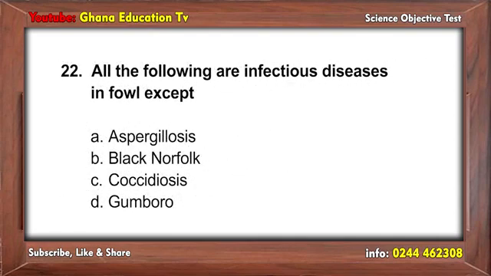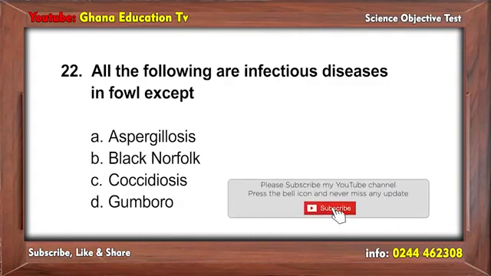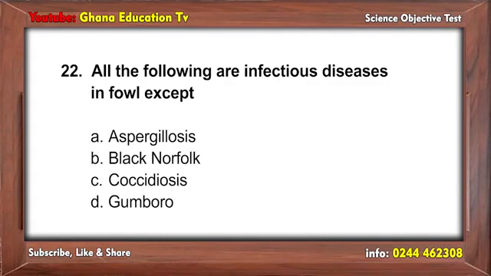Number 22. All the following are infectious diseases in fowl except A. Aspergillosis. B. Black Norfolk. C. Coccidiosis. And D. Gumboro.